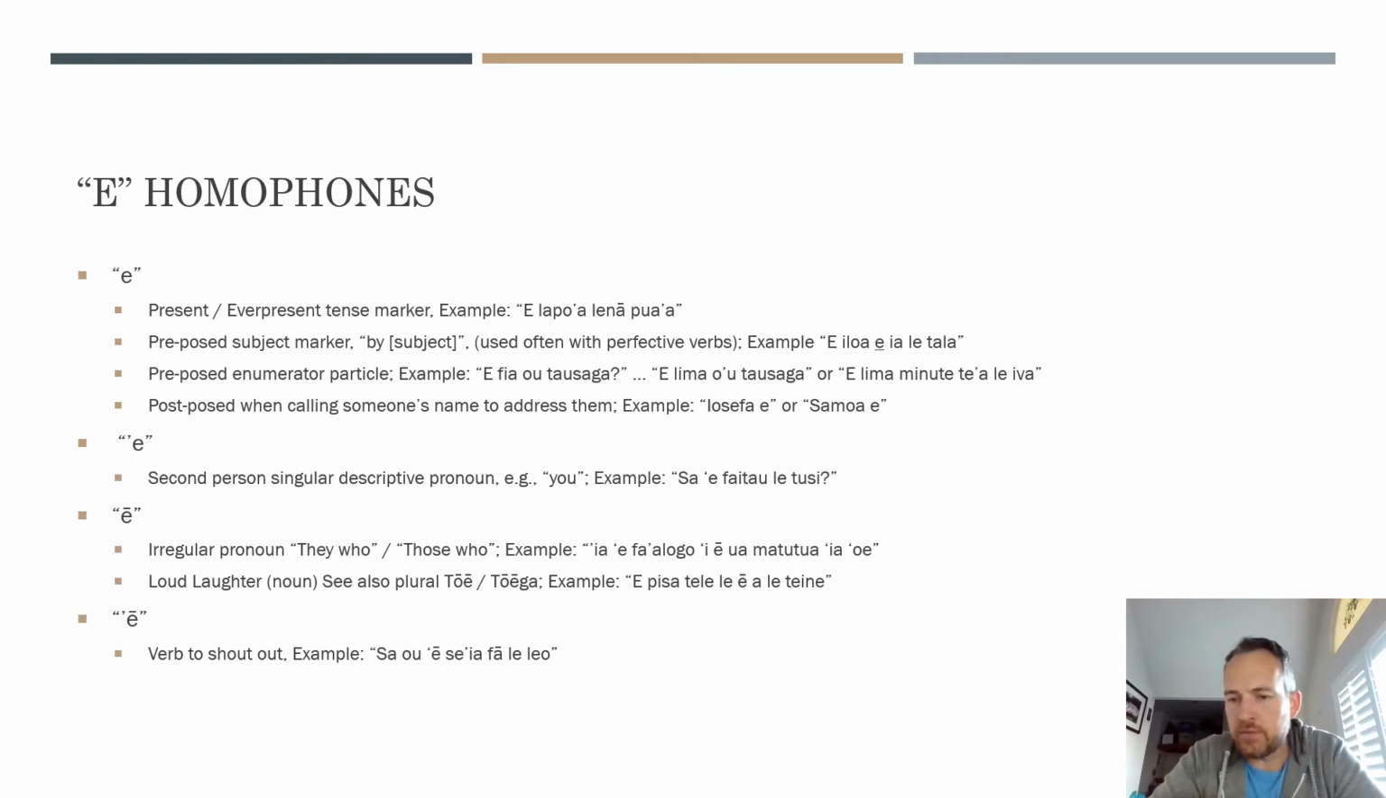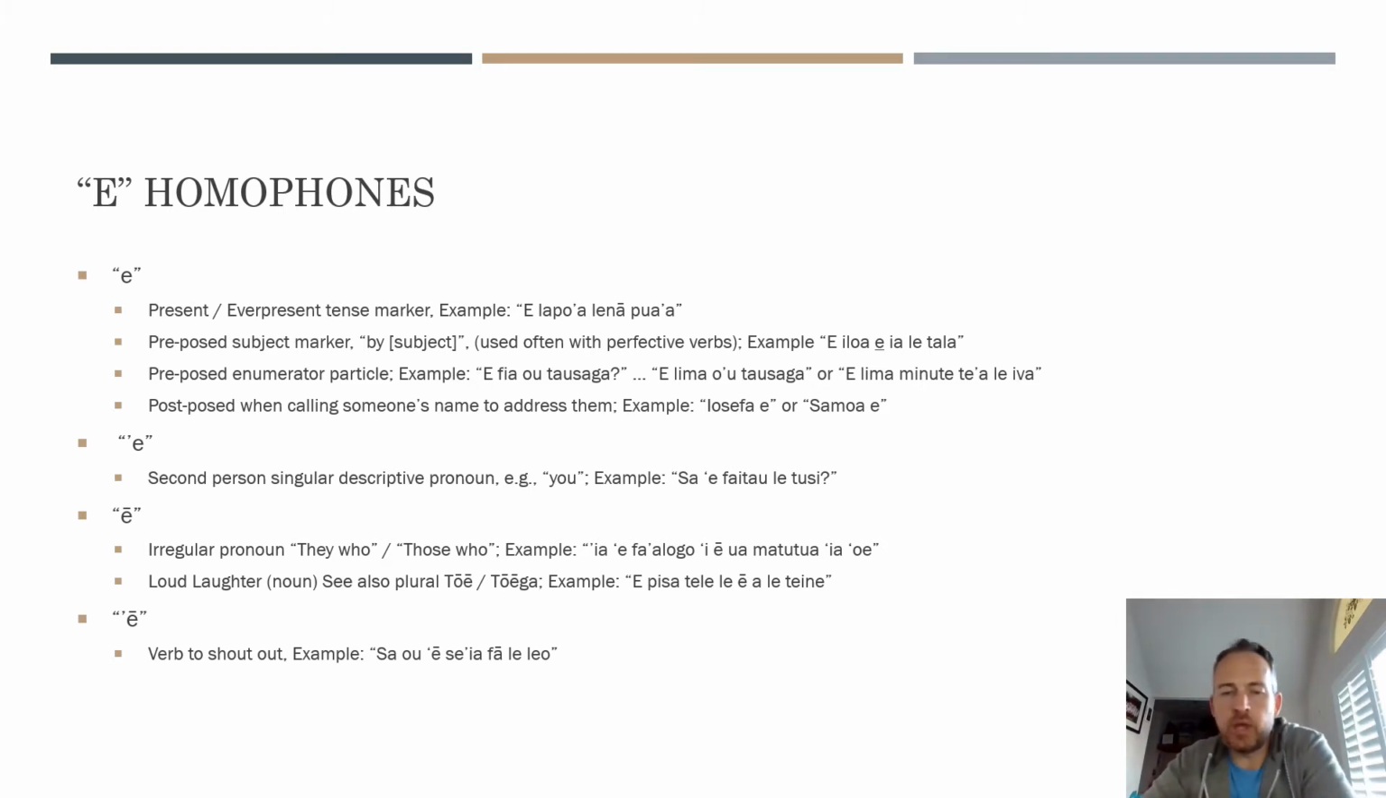All right, third example, we're going to drop the glottal and put on a macron. Macrons just extend the sound of the vowel. So in this case, it's e. So there are two meanings here. E can be an irregular pronoun. I don't have a video of this in the pronoun video because it's not used super often. It's used often enough, but it's just kind of a confusing construction. But basically, it translates in English to like they who or those who. So it's a plural, third person, irregular pronoun is how I describe it.